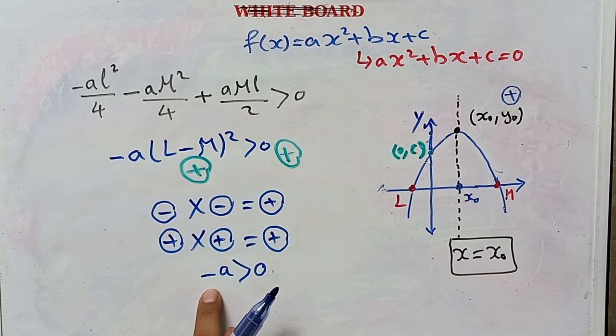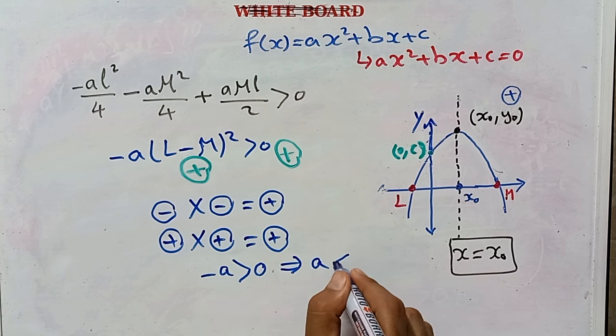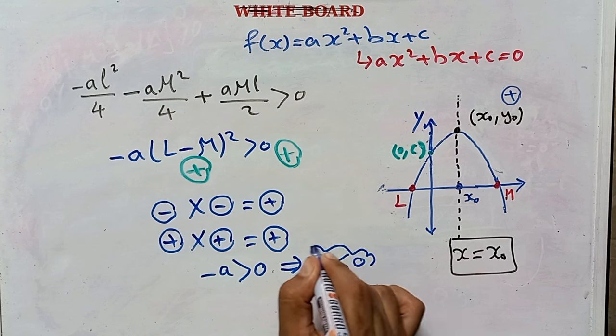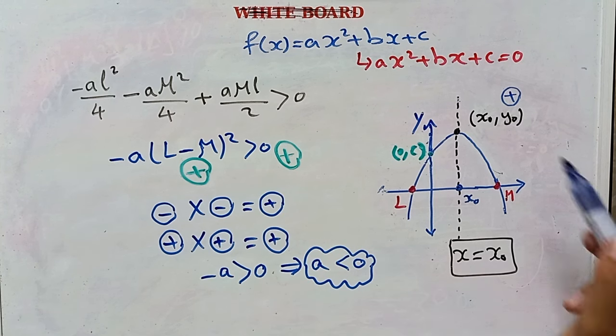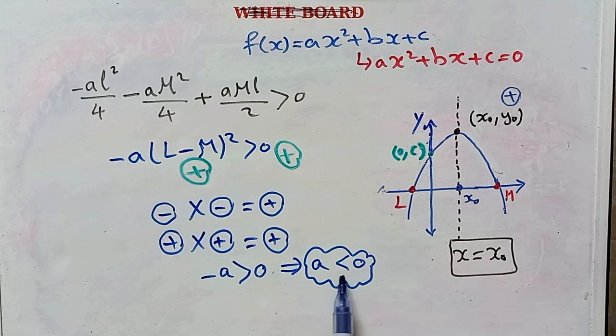So we have negative A bigger than 0. Dividing by negative 1, the inequality is flipped. So we have A is smaller than 0. So if the curve has a maximum point, then A should be a negative number.